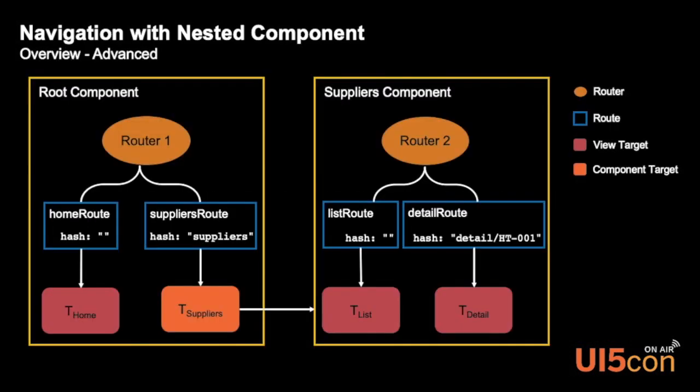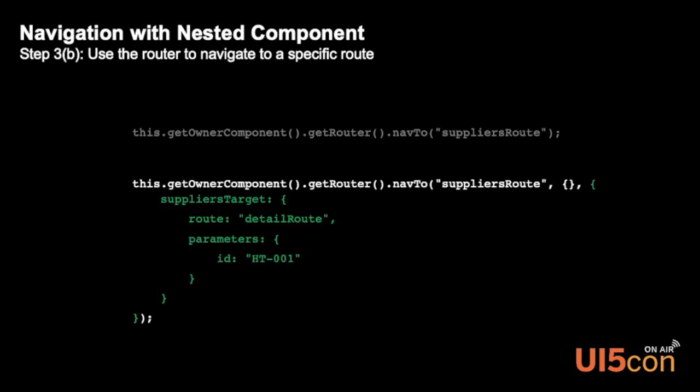But what if you have some other requirement, like what is illustrated here? Within this supplier component, you may have another route which doesn't have an empty string as the hash. Here we want to show detailed information of a supplier. If you don't give any further information to the navTo method, the route which has the empty pattern defined as the hash will be matched automatically. But what if you want to navigate to the detail route directly once the supplier component is loaded and shown on the screen? We also thought about this.